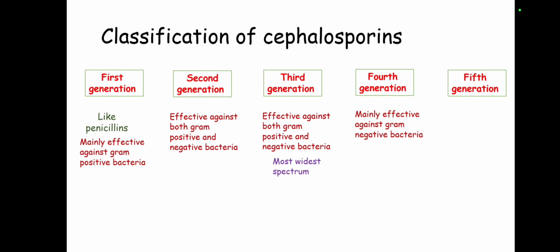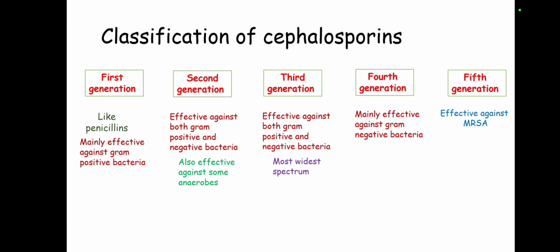Next, a special point about second generation is that some of the second generation cephalosporins are also effective against anaerobic bacteria. Now we are left with fifth generation. The special point to remember about this fifth generation cephalosporin is that they are effective against MRSA. These are the only beta lactam antibiotics effective against the MRSA.